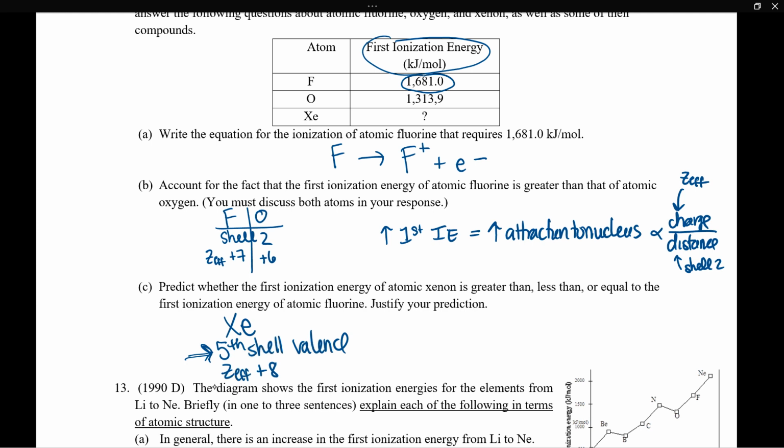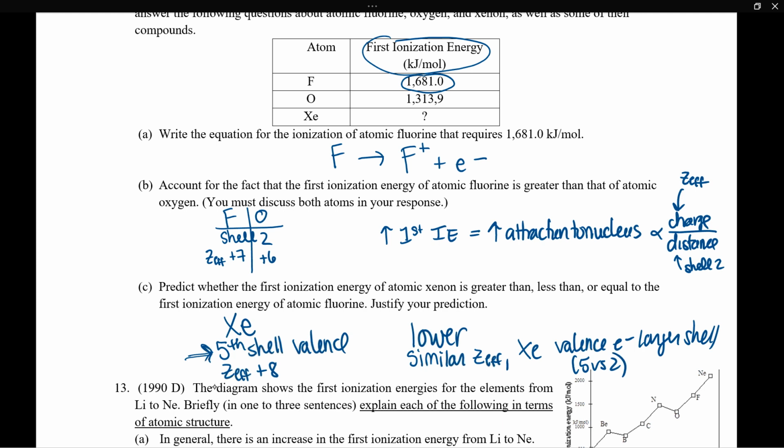So we would predict that the first ionization energy for xenon would be lower because they have a similar effective nuclear charge, but xenon's valence electrons are in a much larger shell. We're talking about shell 5 versus shell 2. So they're going to be further from the nucleus, and that's going to make them easier to remove. Because remember, if you think back to this relationship, as you increase the distance between two particles, the attractive force decreases. Therefore, they're going to be easier to remove. All right. Thanks for listening.